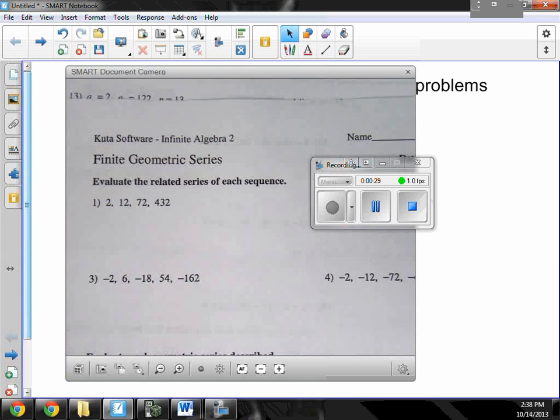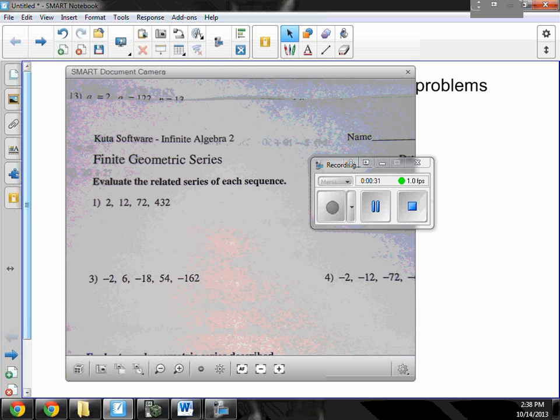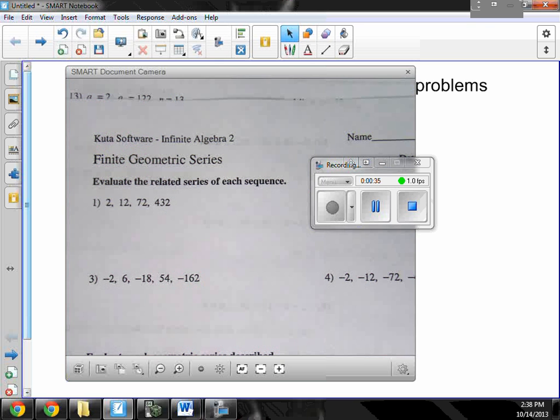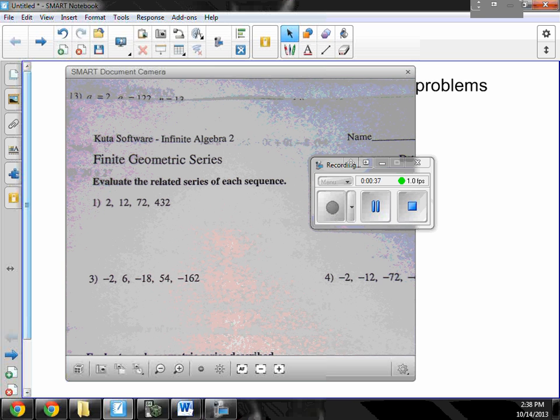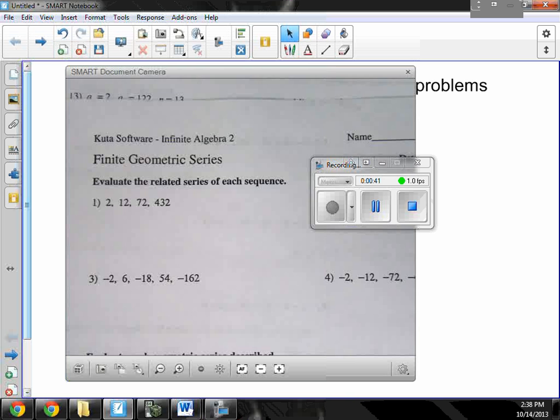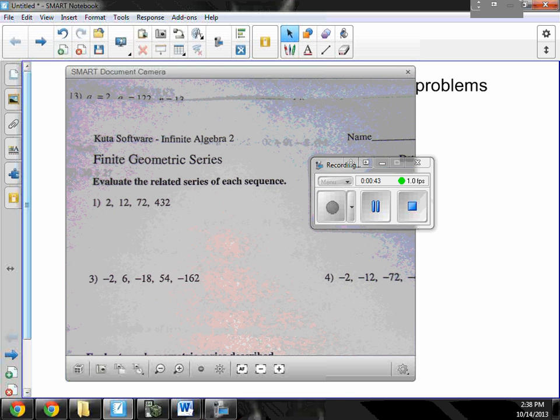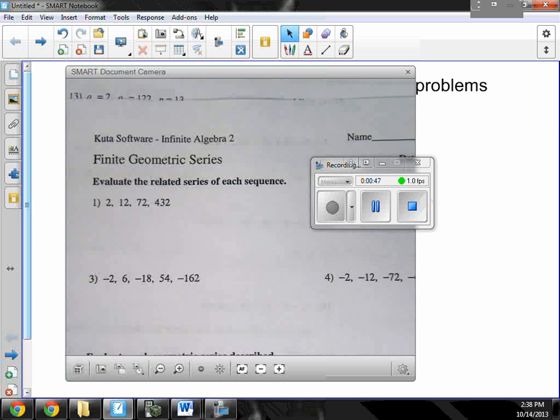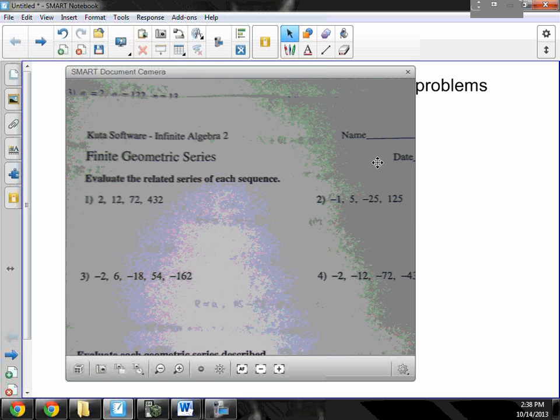So notice in the first one, 2 times 6 is 12. 12 times 6 is 72. 72 times 6 is 432. And you just keep multiplying by 6. All right? So I'll leave that to you for homework. That's pretty easy.